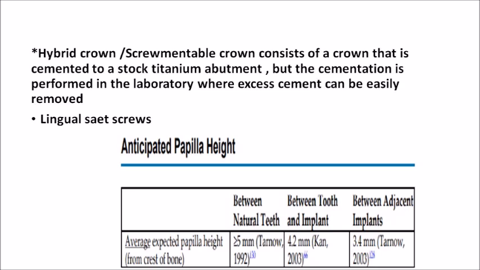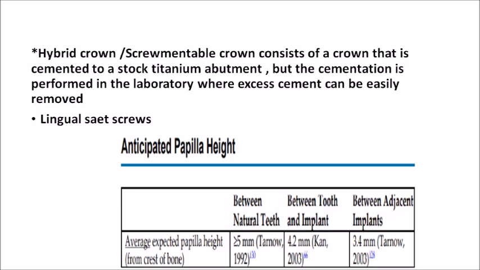One more important numerical is anticipated papilla height. There is an average expected papilla height when we are placing an implant. Usually between two natural teeth, it should be more than or equal to 5 millimeters. That was given by Tarnow. At least 5 mm of papillary height should be there.